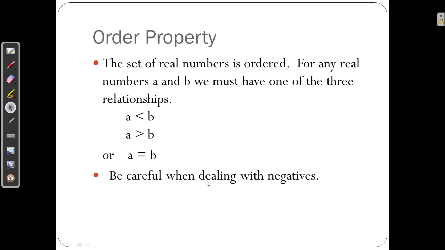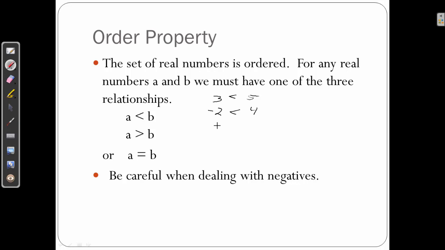Be careful when dealing with negatives. Some of the problems in this section will ask you to look at two numbers like 3 and 5 and write the correct relationship between them. Well, I mean, this one would be less than. And if you had something like -2 and 4, I mean, clearly every negative number is less than every positive number. Less than to greater than flows left to right on the number line.